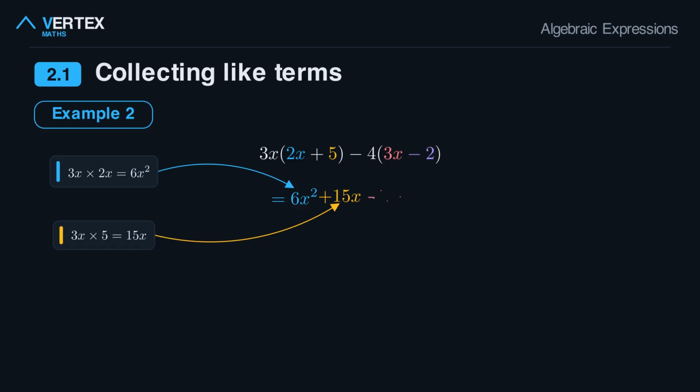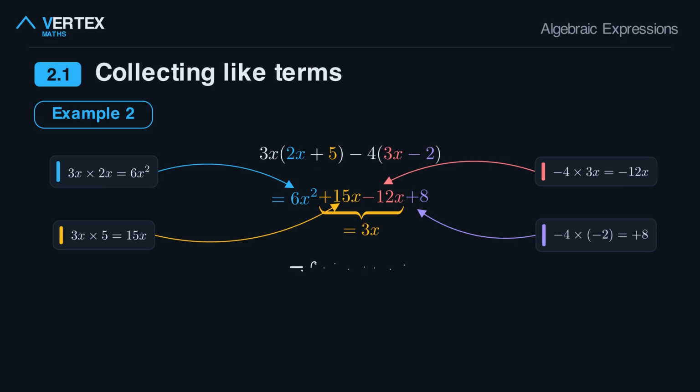Now for the tricky part, the minus 4 outside the second bracket. That negative sign flips every term inside. Minus 4 times 3x is minus 12x. Minus 4 times minus 2 is plus 8. Never forget to distribute the negative sign. This is where most mistakes happen.